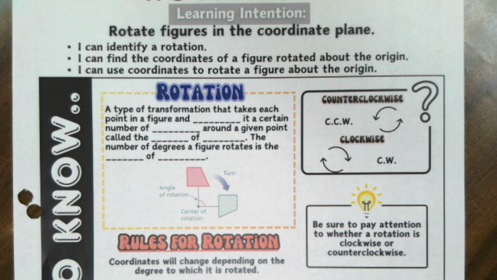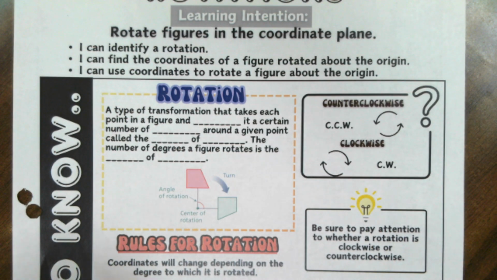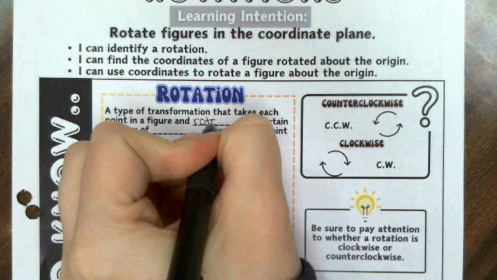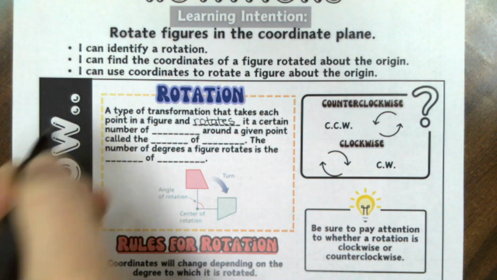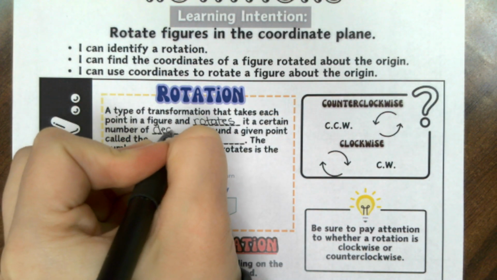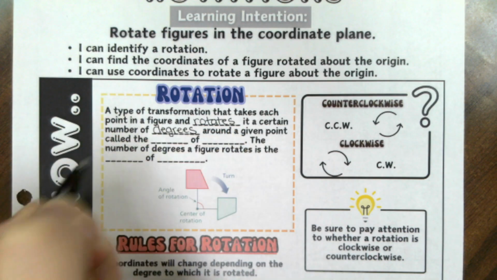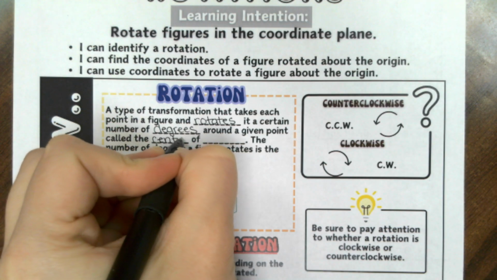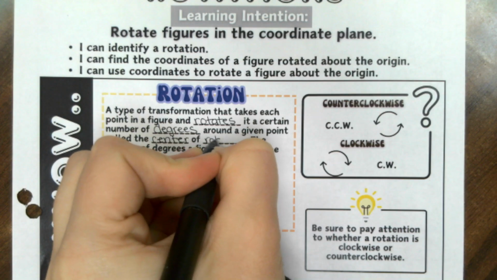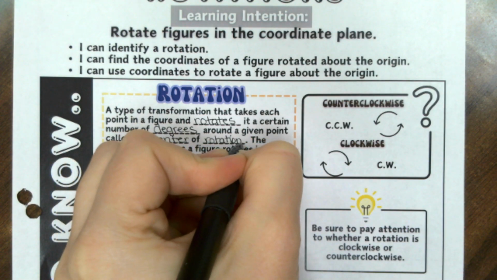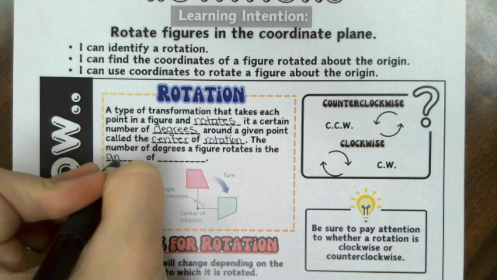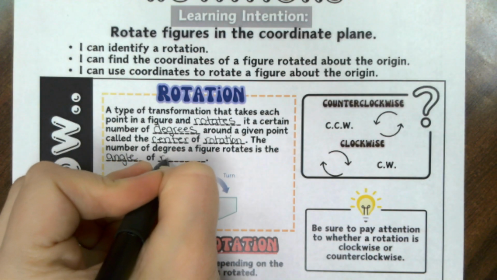So what is a rotation? A rotation is a type of transformation that takes each figure or each point in a figure and rotates it a certain number of degrees around a given point called the center of rotation. The number of degrees a figure rotates is the angle of rotation.